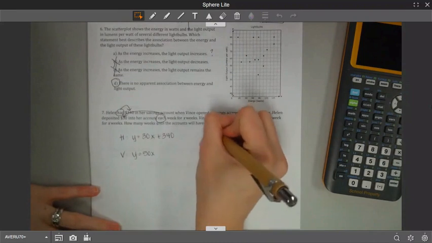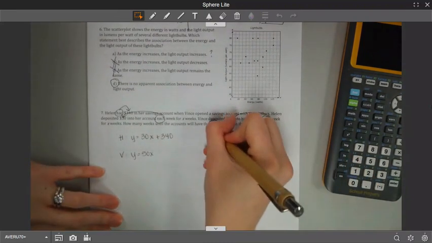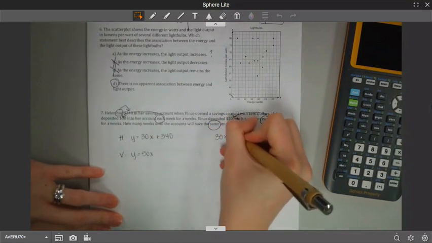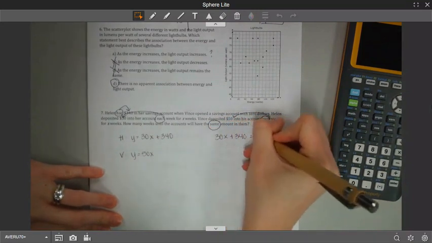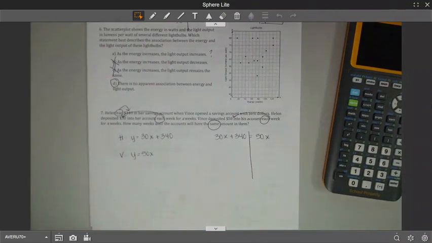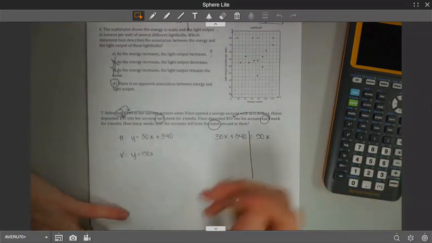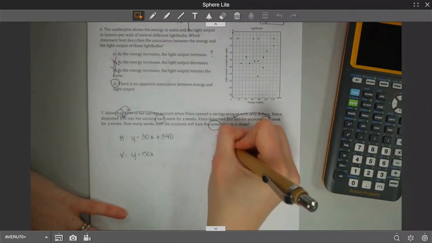And then when we ask about the same amount, we're setting these two equal to each other. So I'm going to say 30x plus 340 is equal to 50x. There's no parentheses. I have nothing to distribute. So I can't combine like terms. So we're moving on to moving the variable. 30x is the smaller variable. So I'm going to subtract 30x from both sides.